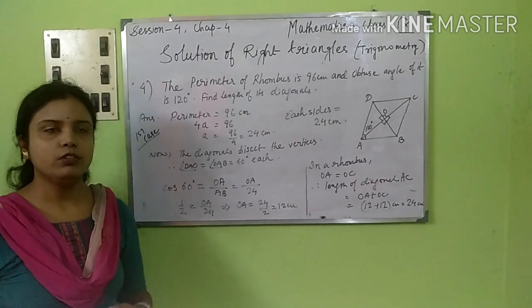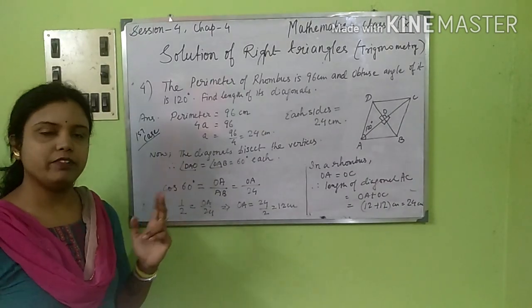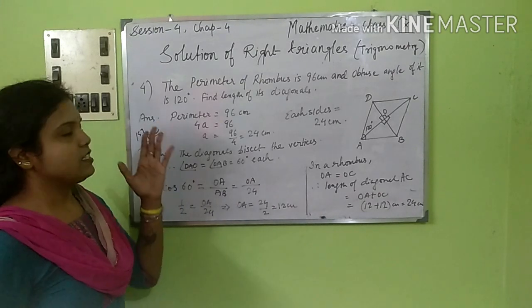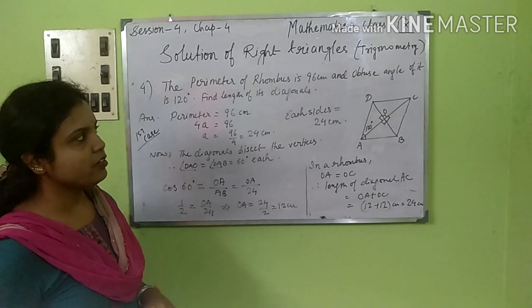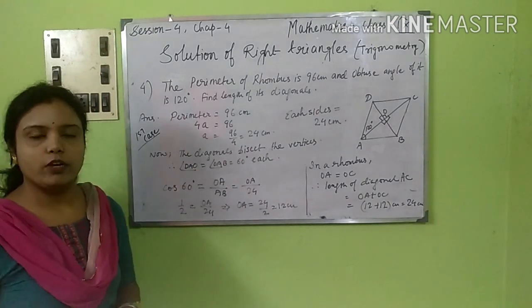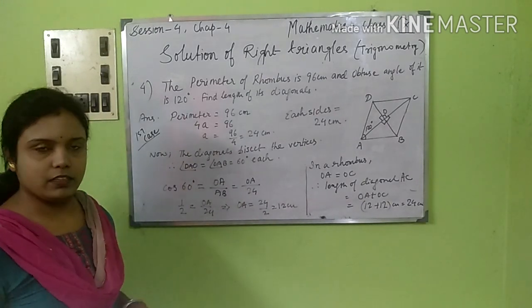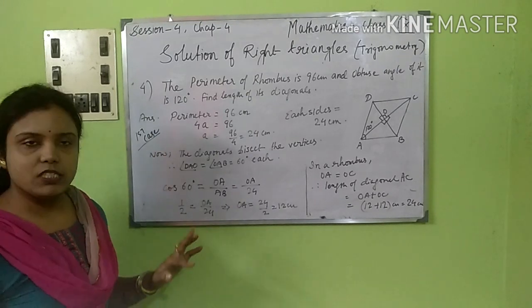Okay, now we have come up with a question of the same type. Let's read the question. The perimeter of a rhombus is 96 centimeters and the obtuse angle of it is 120 degrees. Find the length of a diagonal. Okay, both the diagonals you have to find.